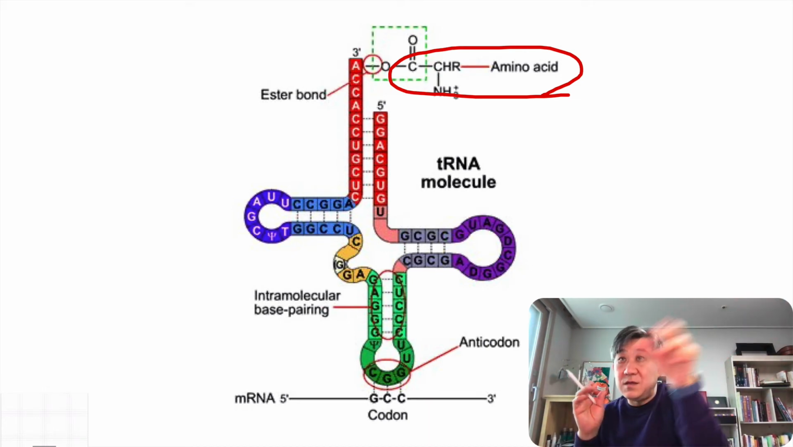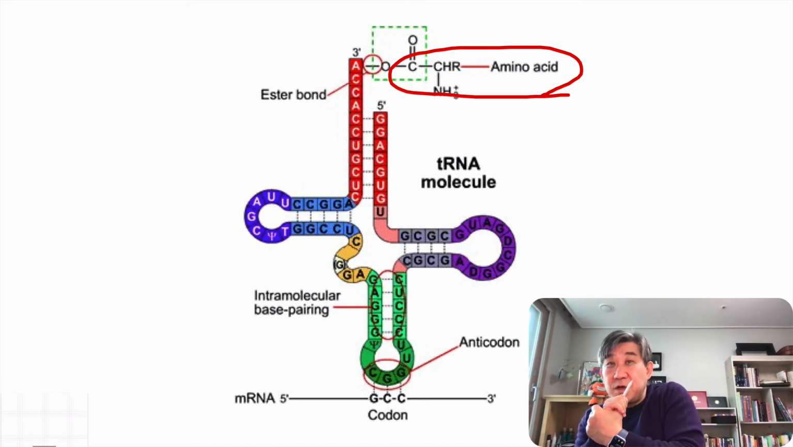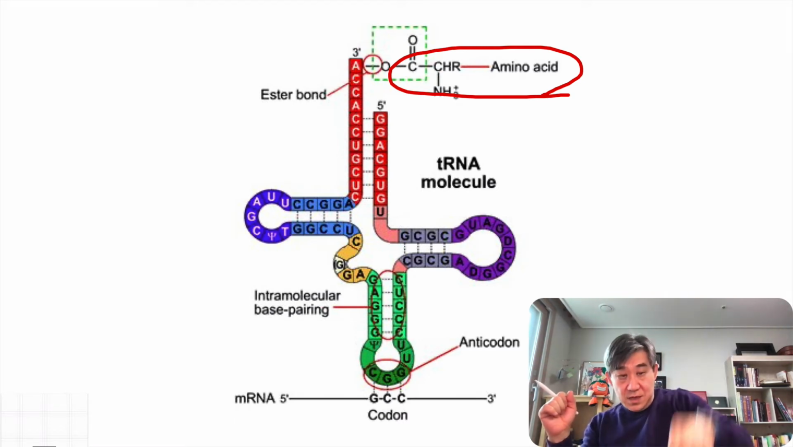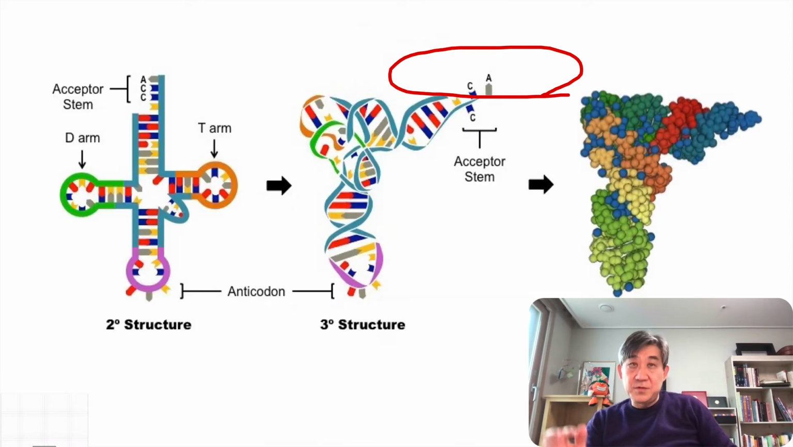There are 20 different types of amino acids. In other words, you should have at least a minimum of 20 different types of transfer RNA in your cell to take care of this. Each different amino acid is recognized and brought over to the ribosome.